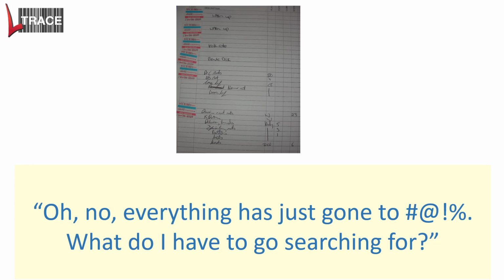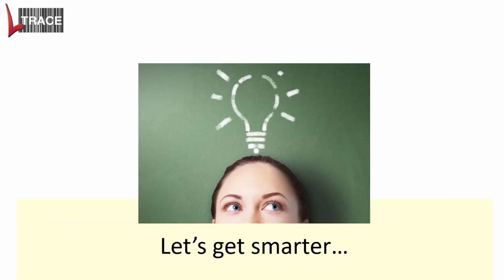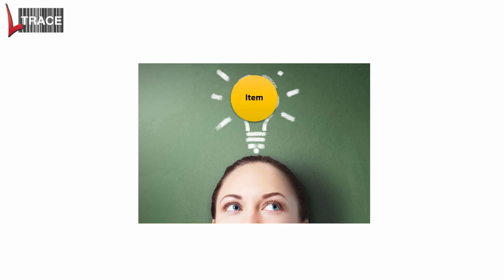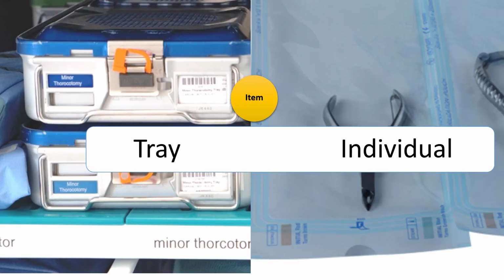So let's get a little bit smarter, and so this is where we start to introduce the benefits of an electronic system. So the first one is I want to introduce to you the concept of an item. Now, practically for me, an item could be a tray or an individually sterilised item. It really doesn't matter. What I'm saying is we've just got this concept of an item within the system.